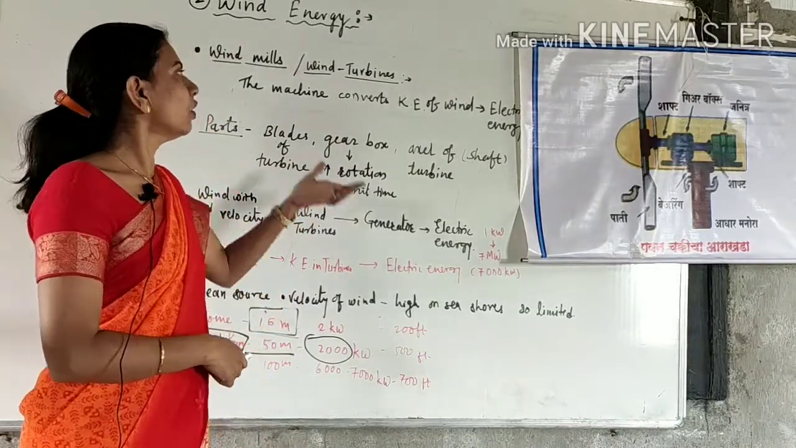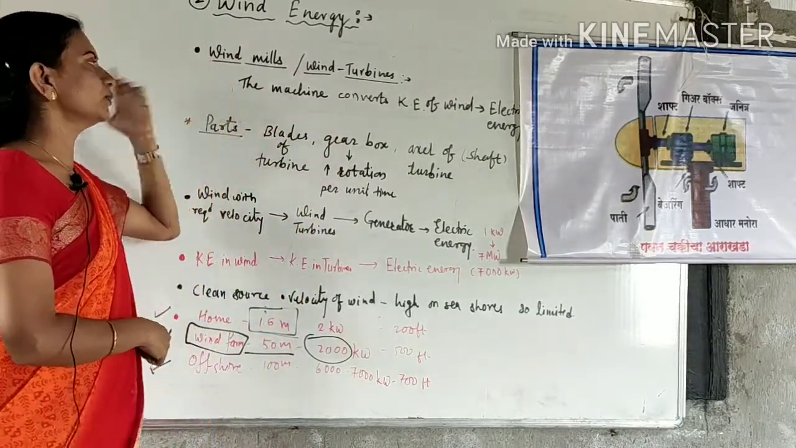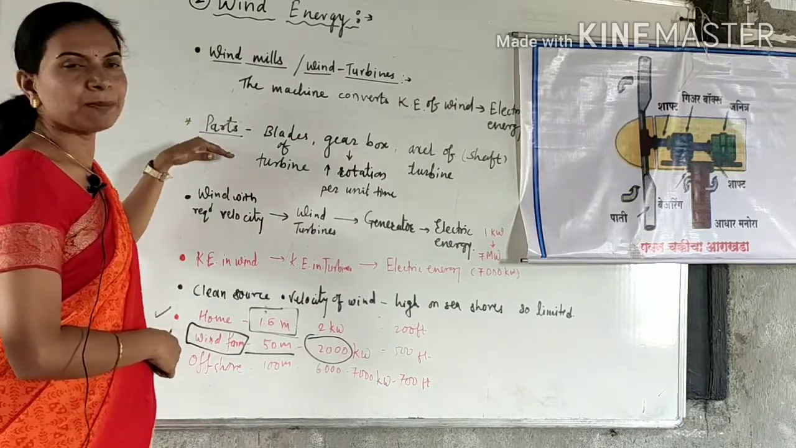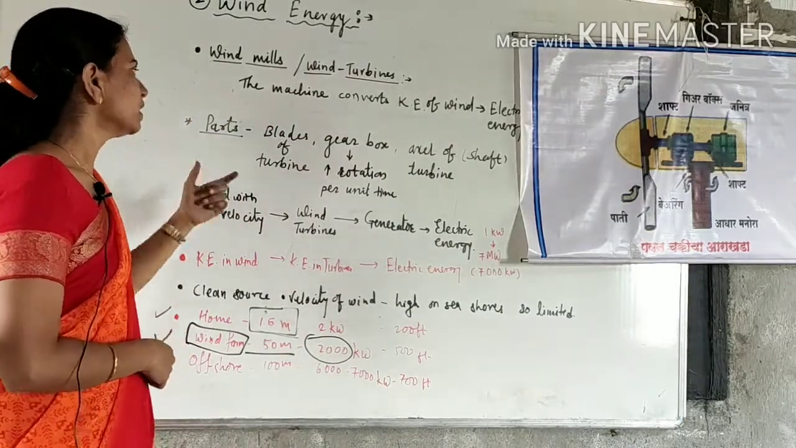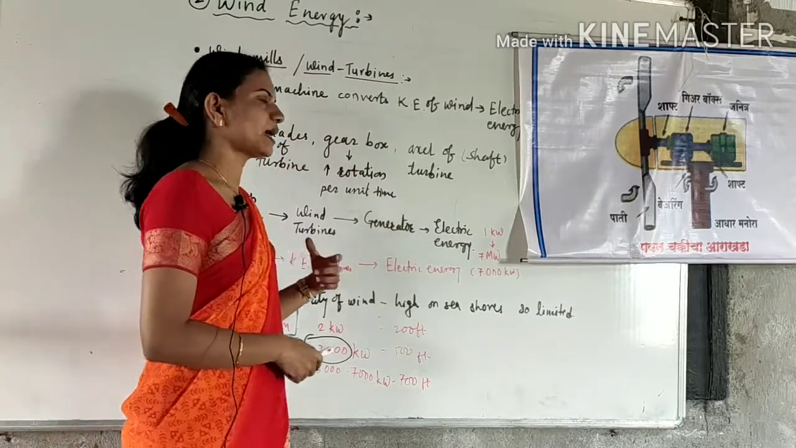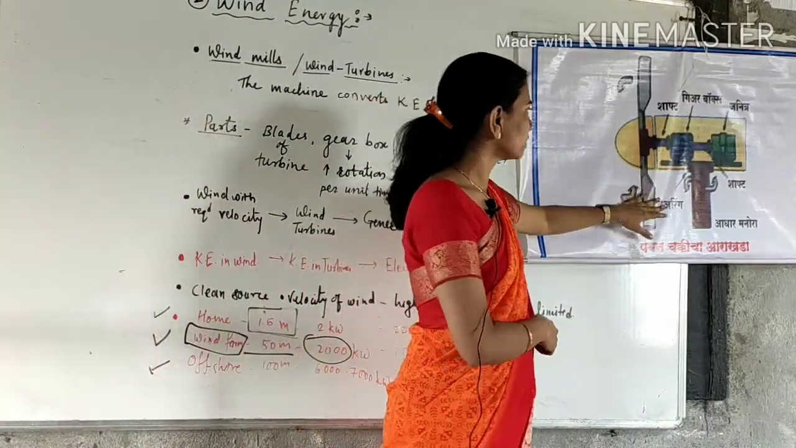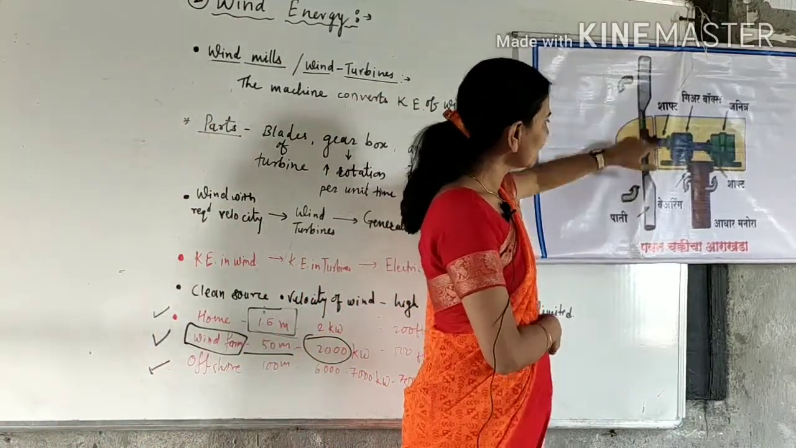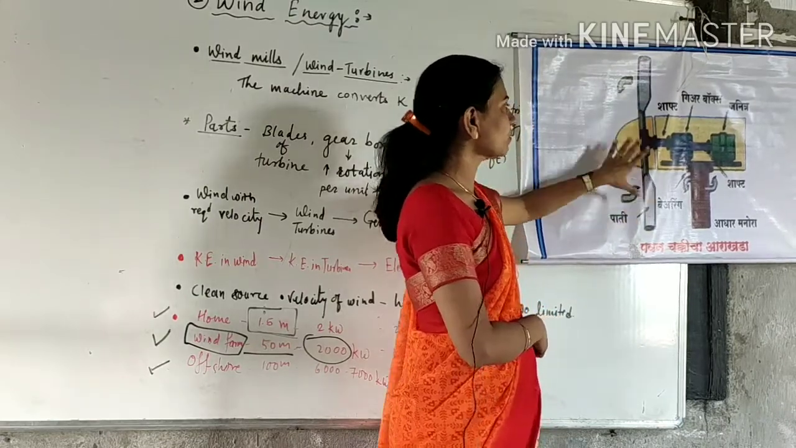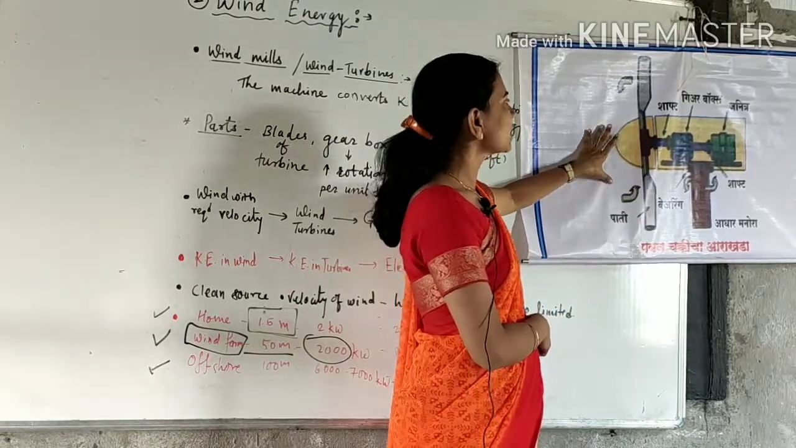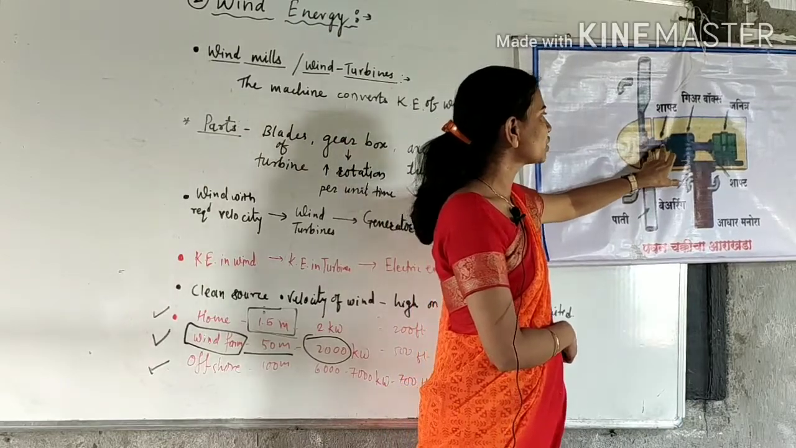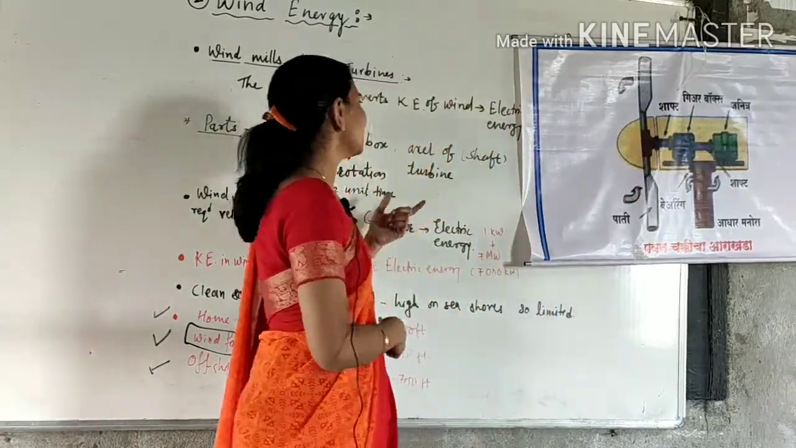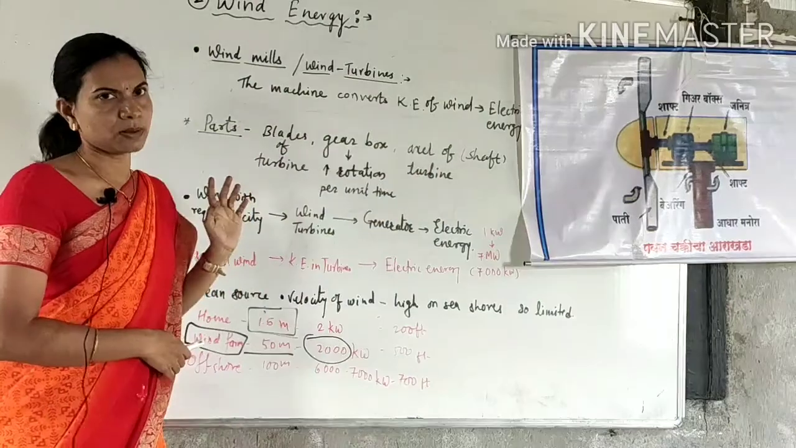When studying the structure of a power plant based on wind energy, or the construction of windmills, there are mainly three parts of this windmill. The first is the blades of the turbines. In this diagram you can observe these two are the blades of this turbine, which are joined with one shaft, also known as the axle of this turbine.